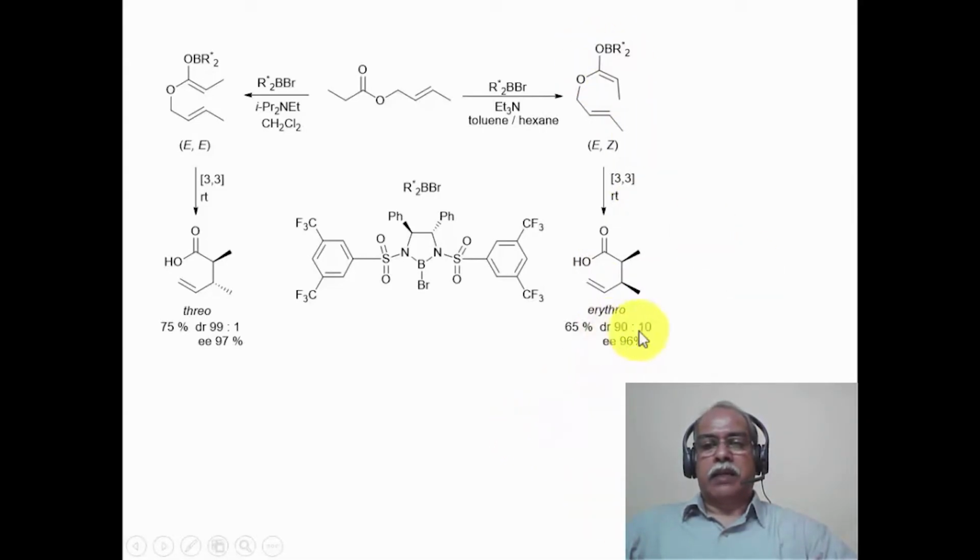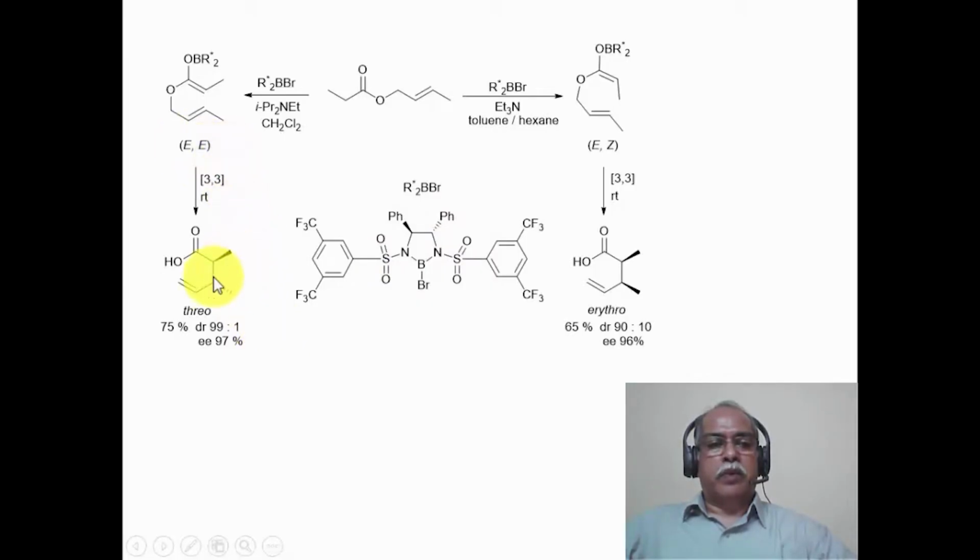So you can see here the diastereoselectivity is nearly 90:10 with respect to the erythro isomer that is formed. The enantioselectivity of that particular isomer is 96. In other words, the erythro-threo ratio is 90:10 in this case. The erythro isomer, which is the major product, is formed in 96% enantioselectivity because we are using a chiral derivative which induces a chiral induction during the course of the 3,3 sigmatropic rearrangement.